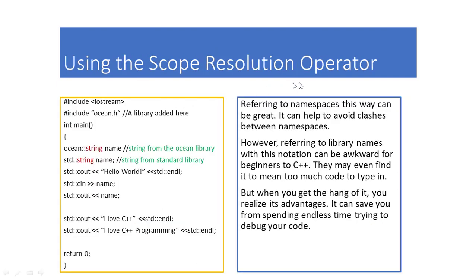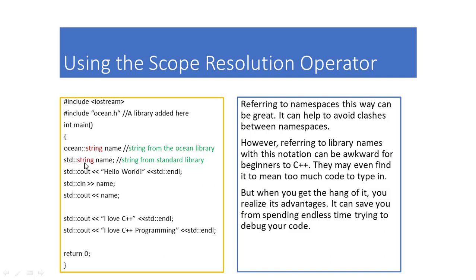Now, more on using the scope resolution operator. Here, it's a program that has multiple namespaces, and this could lead to a possible clash. That is why we need to be careful with namespaces in C++. Here we say include iostream, include ocean.h. This is a library added here, int main. Now if you look at it, ocean::string name. So string is from the ocean library. It is an object from the ocean namespace.